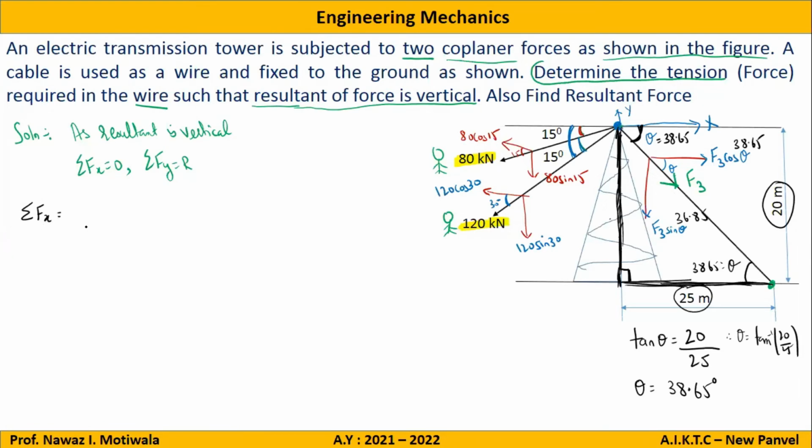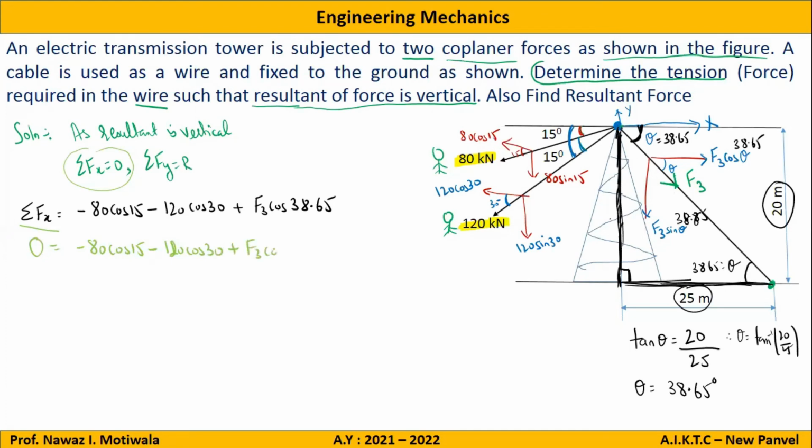Okay. Now tell me what are the forces which will be coming in Fx? -80 cos 15, -120 cos 30, और कौन सा फोर्स है x में? F3 cos 38.65, correct? Yes. Okay. So after writing this equation, we know that resultant है जो Fx is equal to zero, so just I will substitute zero is equal to, in case of Fx I will write zero is equal to minus 80 cos 15 minus 120 cos 30 plus F3 cos 38.65. Simply put this entire expression in calculator and use the shift solve method and tell me the answer for F3.